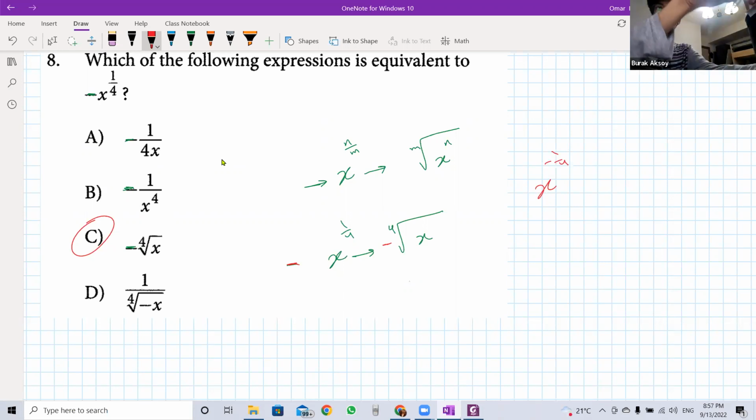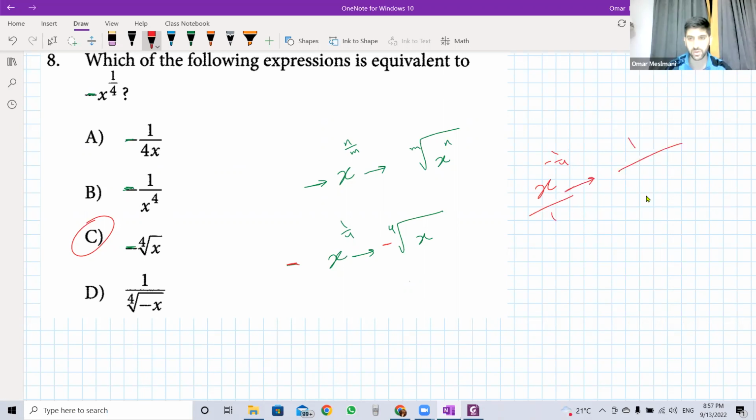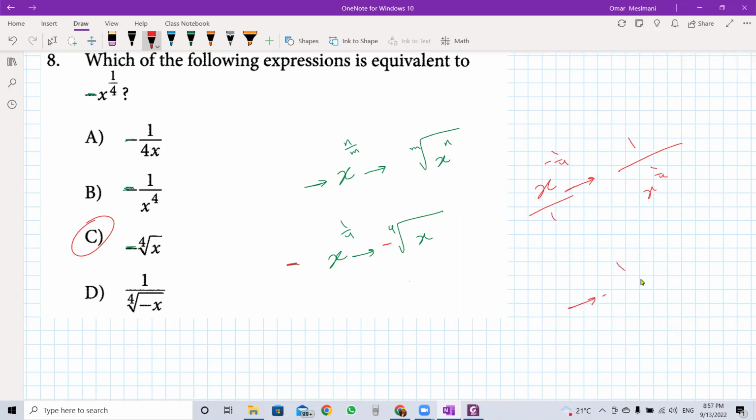What was it? 1 over square root or something. First of all, you make the power positive. I mean, you make it over 1, and you bring it down. Yeah, it's going to be 1 over x to the power 1/4, right? So then we just apply that.